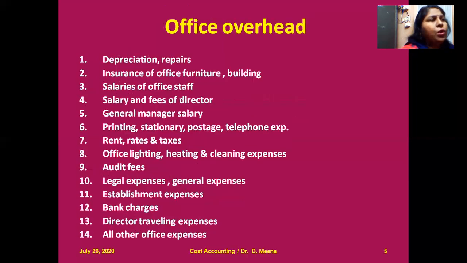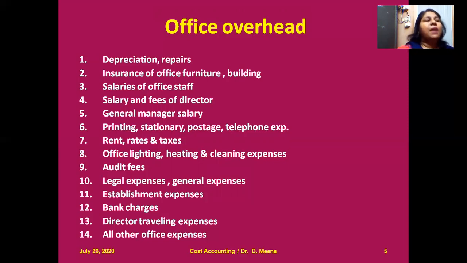And next, I want to highlight certain examples that will come under office overheads. Depreciation, repairs. So these depreciation and repairs, if they occurred on the office furniture. I want to highlight this first point: depreciation on plant and machinery, if it is given in the problem, it will come under factory. I repeat, depreciation on plant and machinery, if it is given in the problem, it will come under factory, because you will find the plant and machinery only inside the factory. So depreciation on plant and machinery will come under factory.